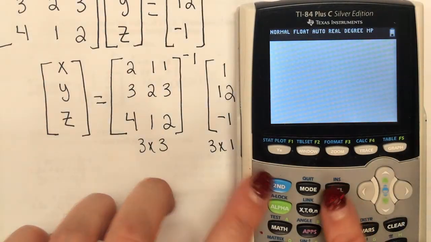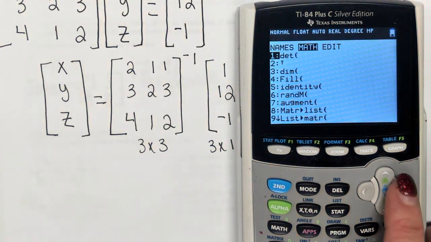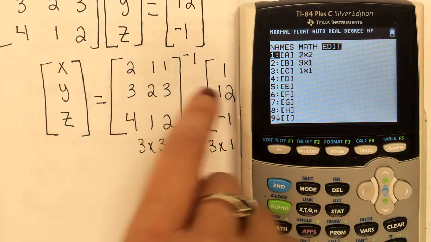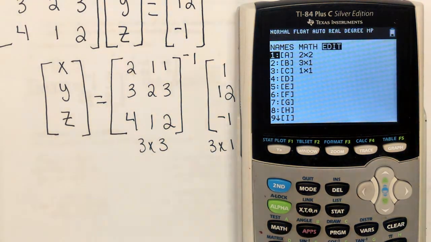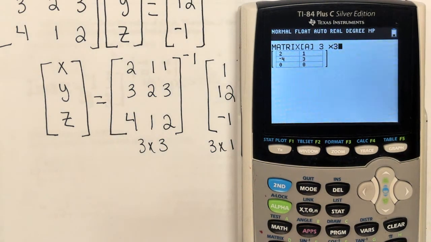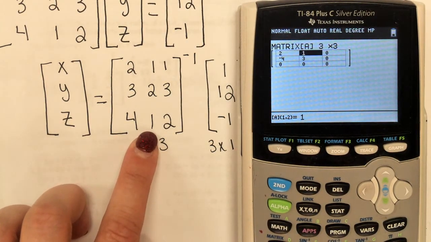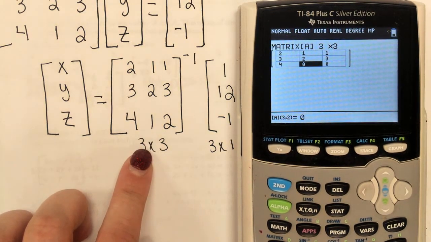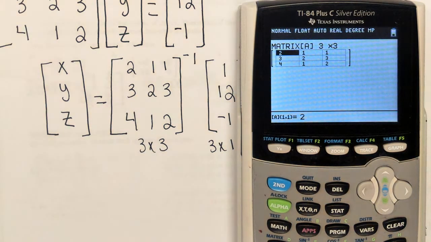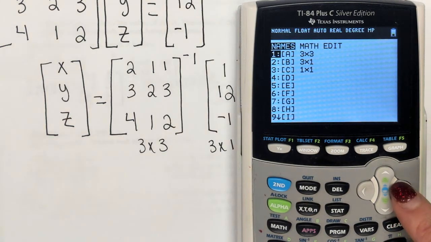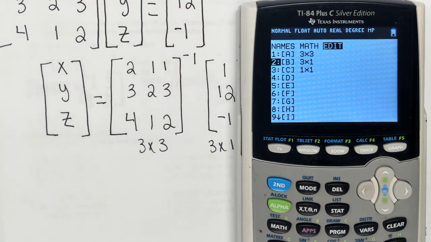All right, so here's what we do. We go to second matrix. We go over to edit, and we're going to type both of those guys in, okay? What's the dimensions of the first one? 3 by 3. And we're going to type this whole matrix in. Okay? But we're not done editing yet, so don't hit second quit. Where are we going to go? Going to go back to second matrix, over to edit, but you're not going to edit the first one this time. You're going to edit the second one.